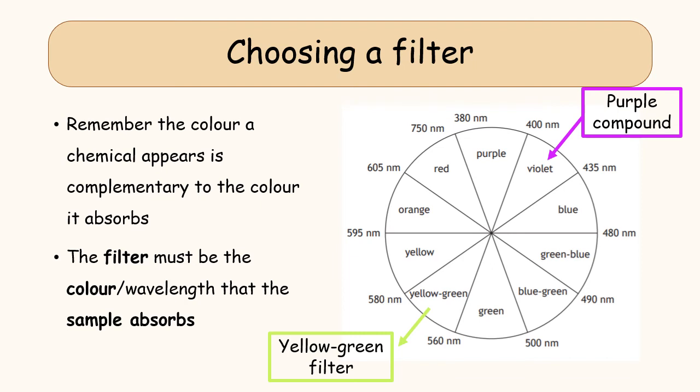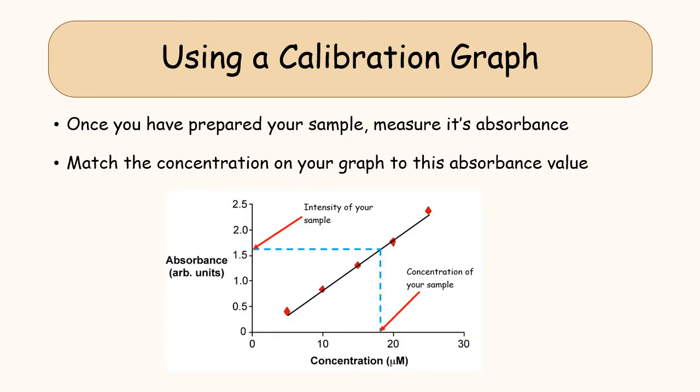And finally, just to finish this off, is how to use your calibration graph. So once you have prepared your sample, and you prepare your sample in a similar way, using the same solvent as you would your standard solutions, you can then measure its absorbance. Now you take the absorbance value you've measured and you go to that part on your calibration graph, read across to your line of best fit and read down to your concentration.